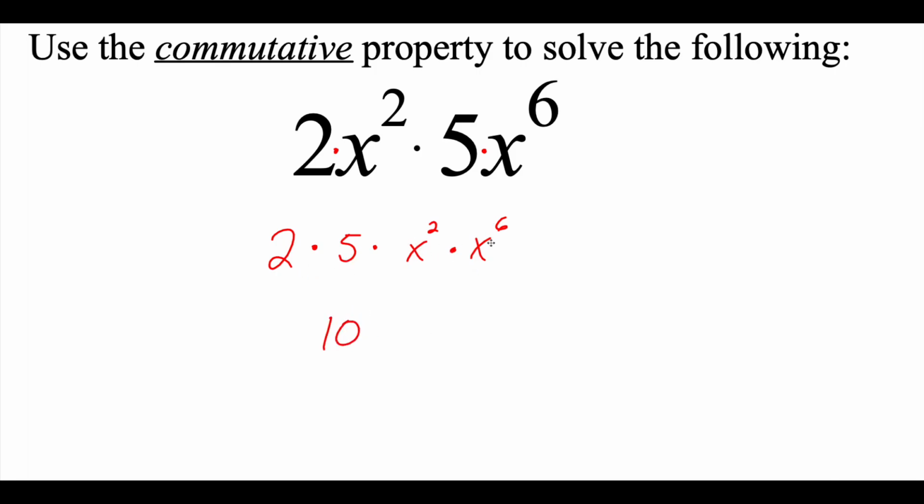And now on the back end here with these x's, I can use my product property with those exponents. So we've got a base of x, so I'm going to leave the base the same, and then we're going to add these powers together. So 2 plus 6 is going to give me an 8 power there. So we would get 10x to the 8th as our final answer.